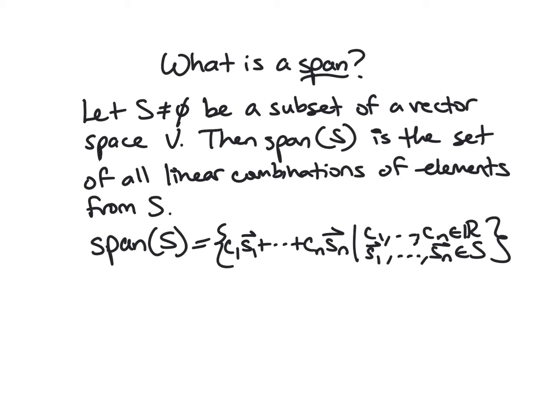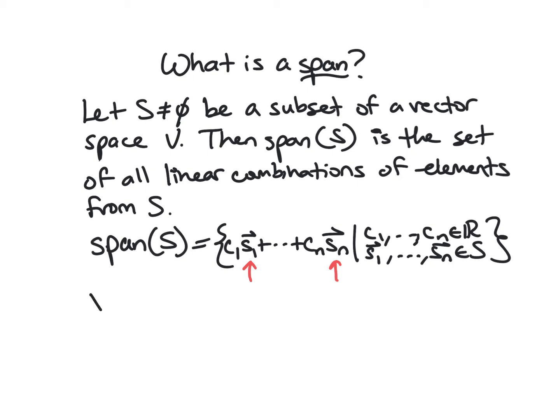So basically we're allowed to gather any finite collection of elements from S, scale them by some scalar in R, and then add them together, right? And then we have all elements that look like that. That is the span of S. Now, we have a few important things to note.